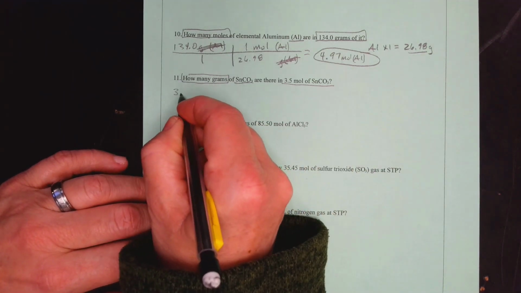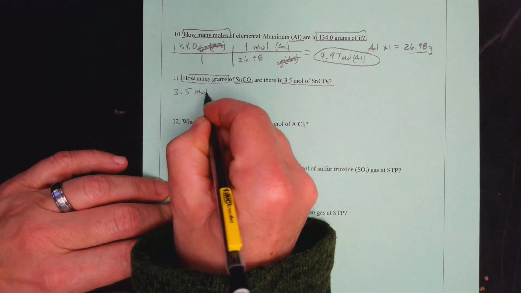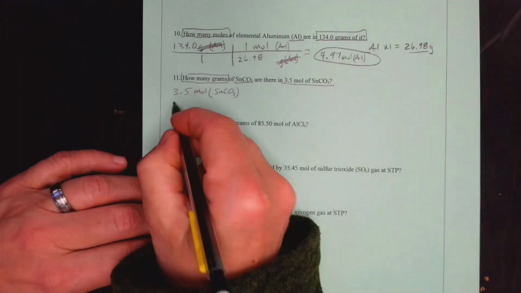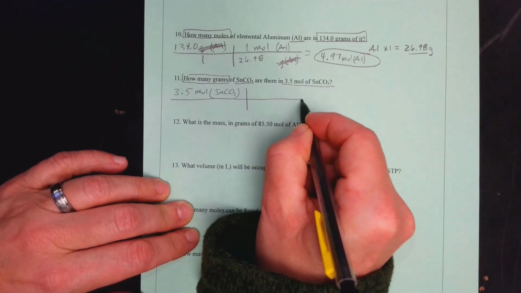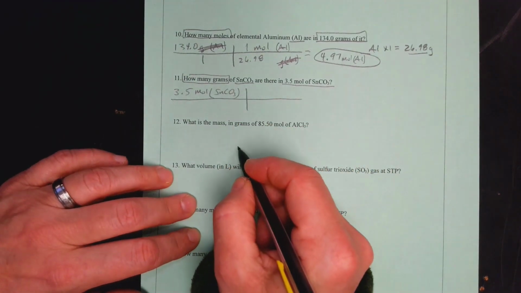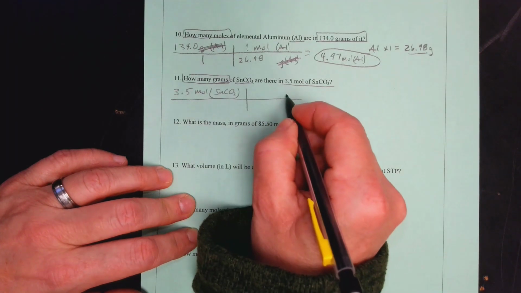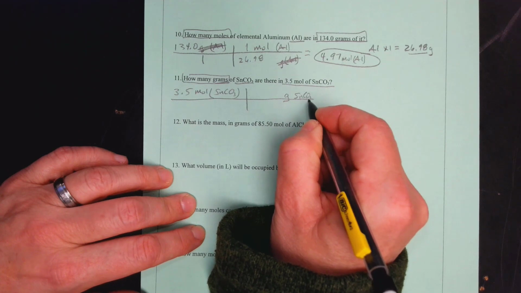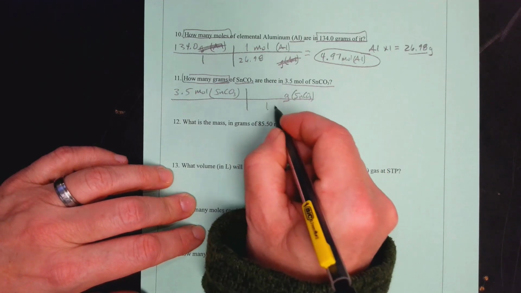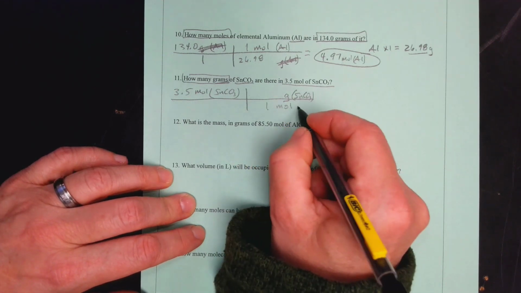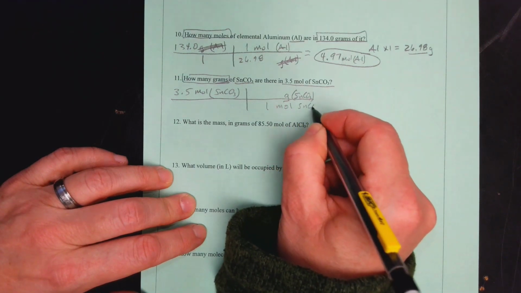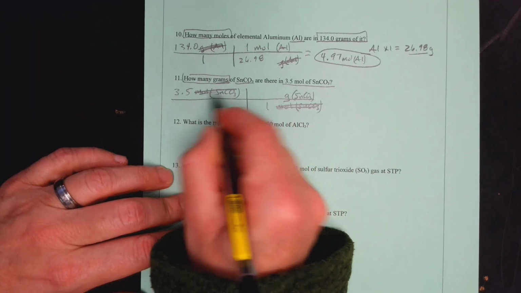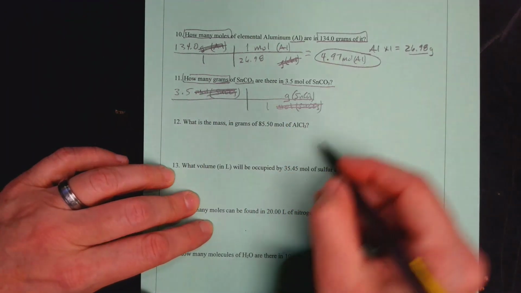So I'm going to set up 3.5 moles of SnCO3. I'm going to set that over 1, making my beautiful T-chart. I have to finish up with grams, so I know I want grams on top, but I don't know how many grams of SnCO3 I need just yet. I've actually got to do a little bit of math, and I need 1 mole down here at the bottom of SnCO3, because now I can immediately cancel that out. Goodbye.